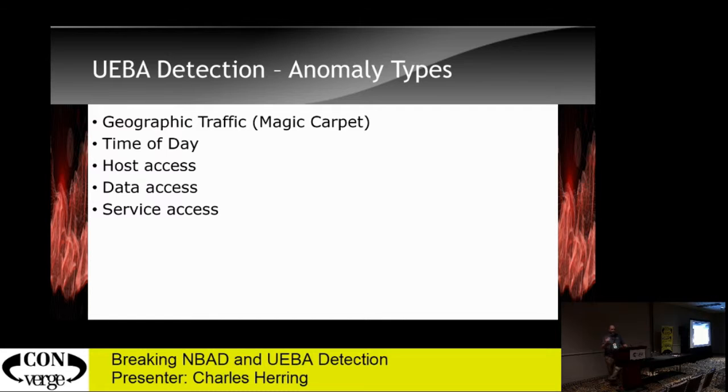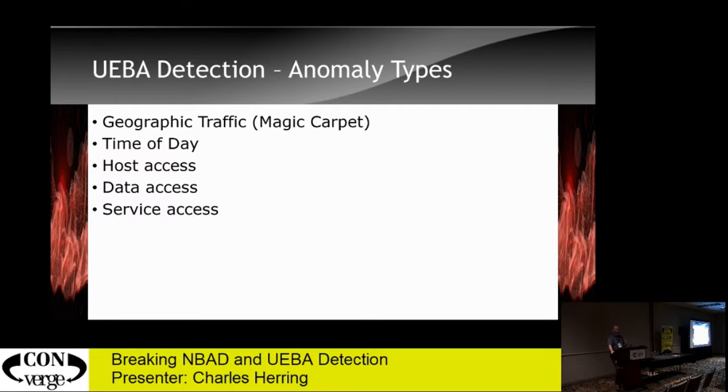Things you're looking for there are like magic carpet attacks, someone logging in from China when they've never logged in from China before, or they're logged in from China and now they're logged in from the Detroit office. So how do they move that fast physically across the globe? Time of day: users that log in at 8 o'clock in the morning from 8 to 10 every morning, and now they're logging in at 3 o'clock in the morning on a Saturday, presents a potential type of anomaly that needs to be addressed.